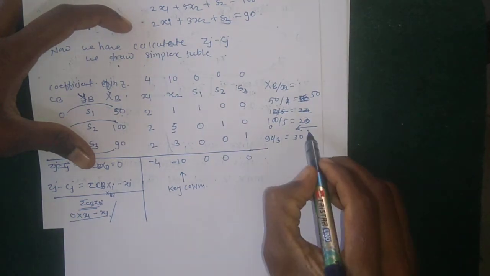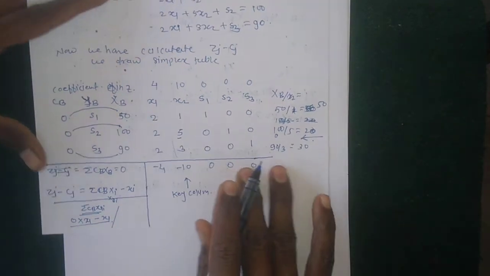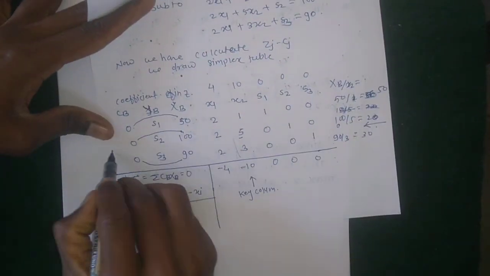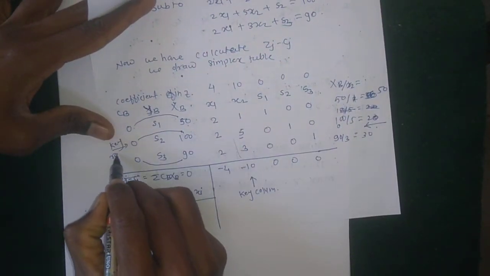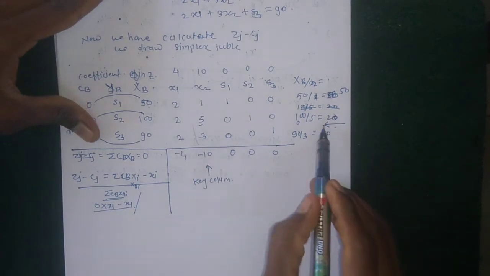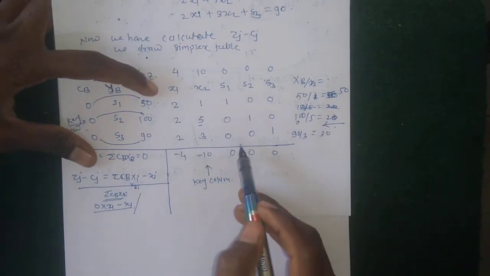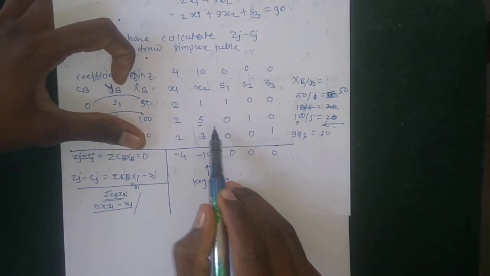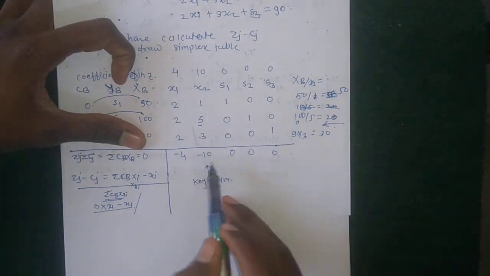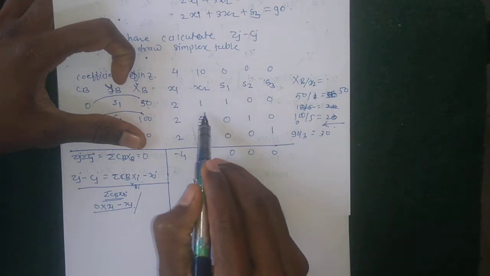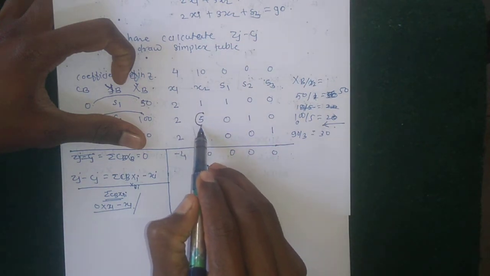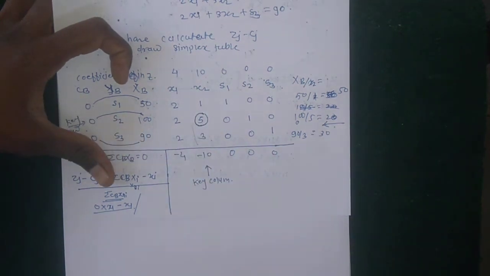So this is the key row. The key row is the second row. Now we choose the leading element. We select the second row and second column, so our leading element is 5.